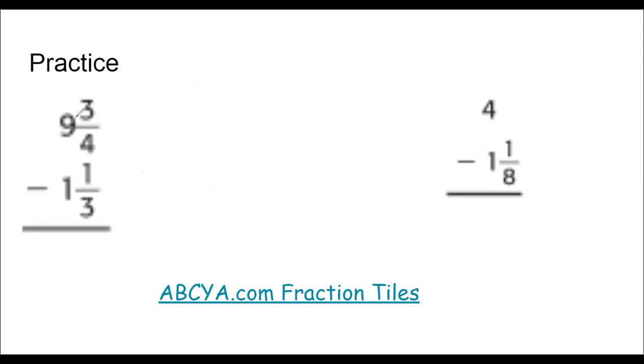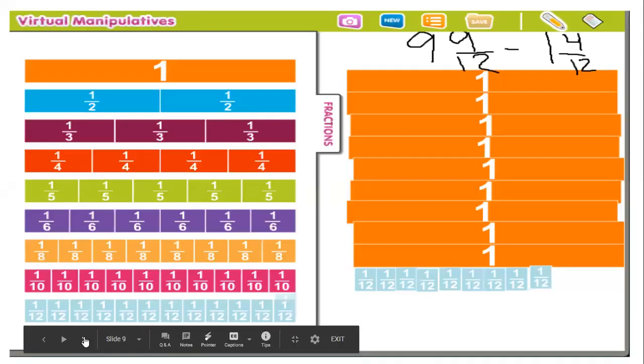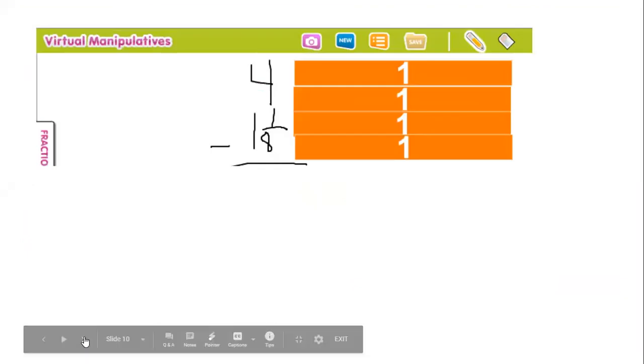All right, now that we've done that one, let's take a look at the next one. 4 minus 1 and 1/8. Why is there no fraction on the 4? I'm going to have to rename that. I'm going to have to rename 4 as a fraction. Let's skip ahead a couple of slides here to our next problem.